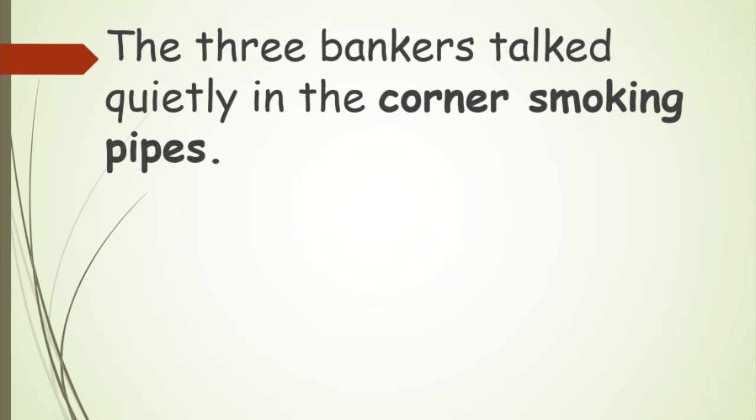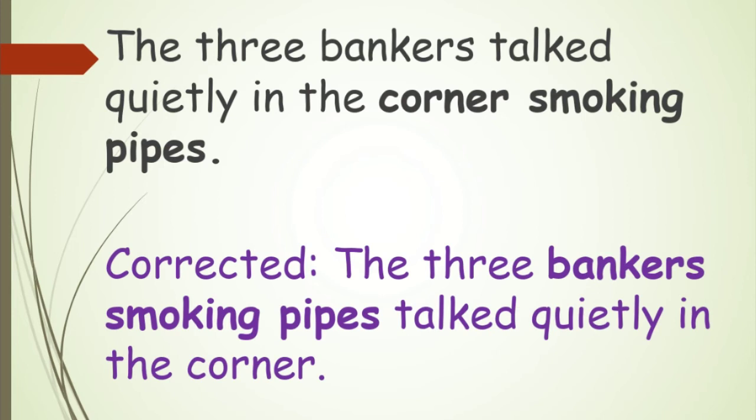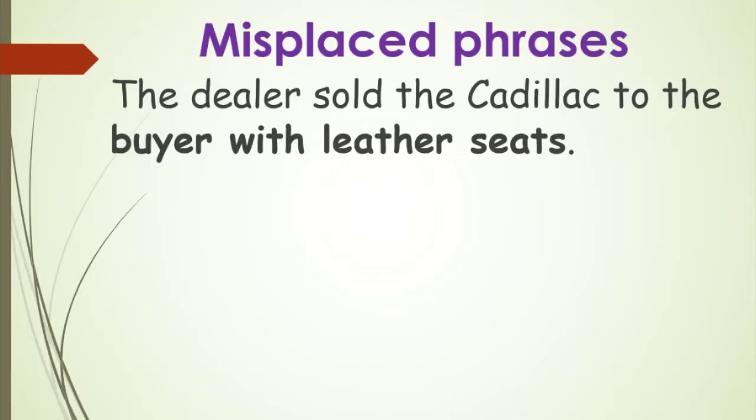Let us see if your answer is correct. The three bankers smoking pipes talk quietly in the corner, so the doer of the action are the bankers and not the corner. We have here another example of misplaced praise.